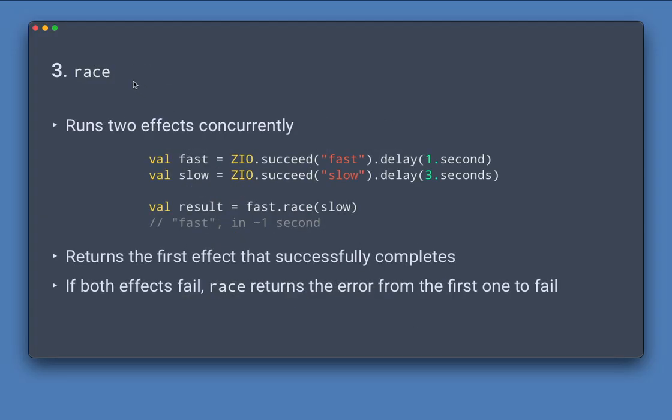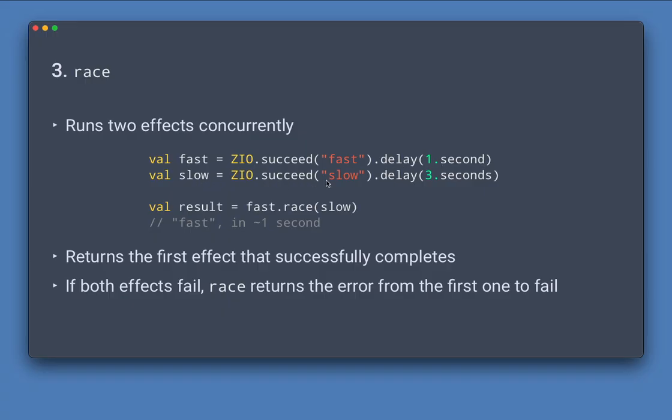The next function is called race, and it runs 2 effects concurrently. Essentially, we're racing the 2 against each other. Here's an example that shows the first variable is named fast. When it succeeds, it returns the string fast, and it runs in about 1 second. The second variable is named slow.